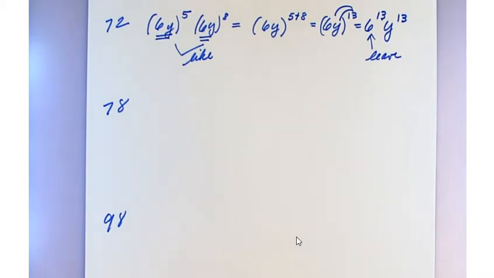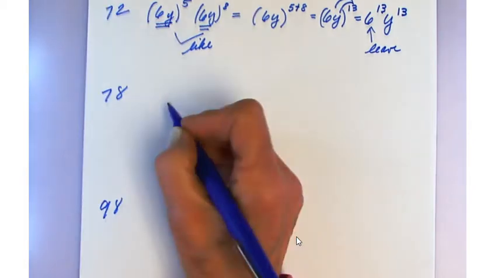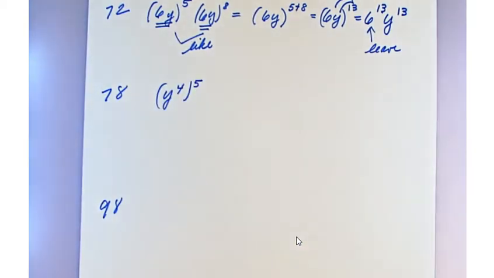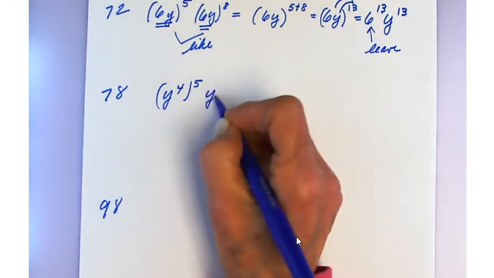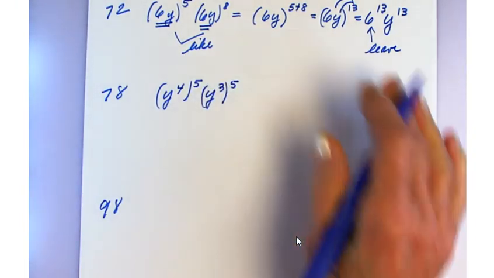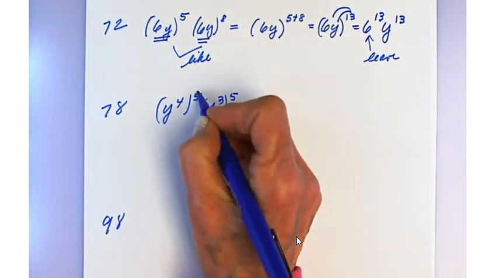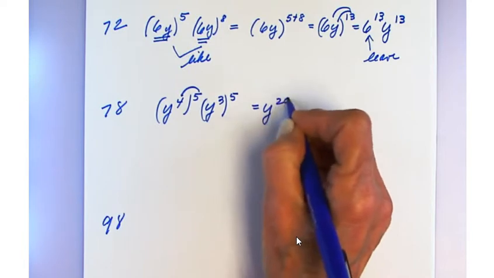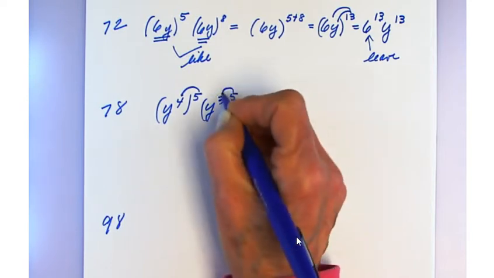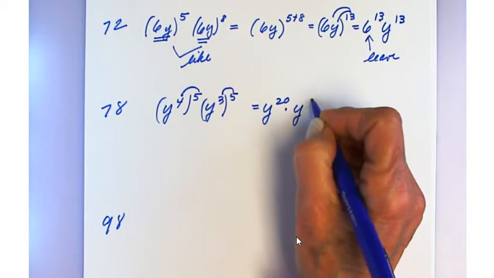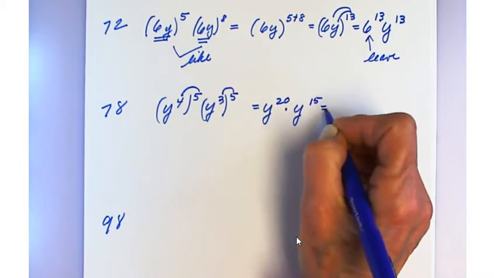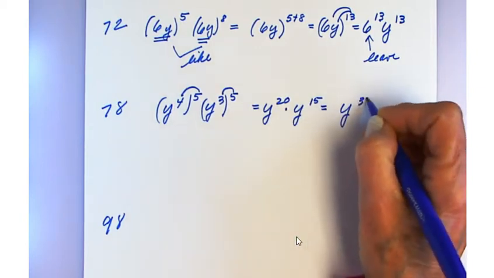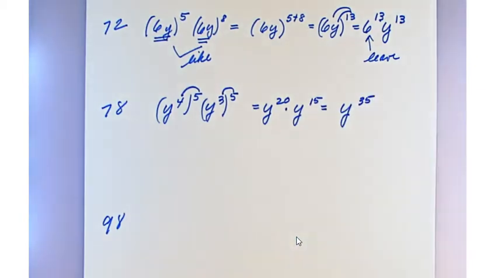Looking at number 78, we have y to the 4 all to the 5, and then we have y cubed to the 5. So I'm looking here, I have a power to a power, that gives me y to the 20th. I have a power to a power, I have y to the 15. So now I'm doing the product rule, and I get y to the 35. Okay?